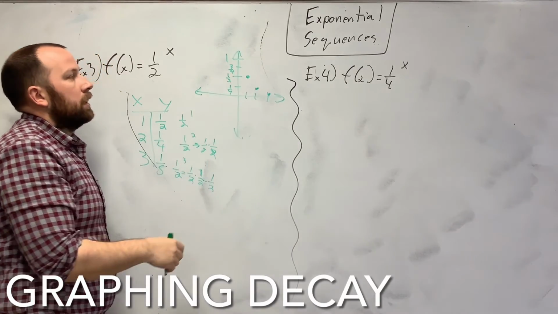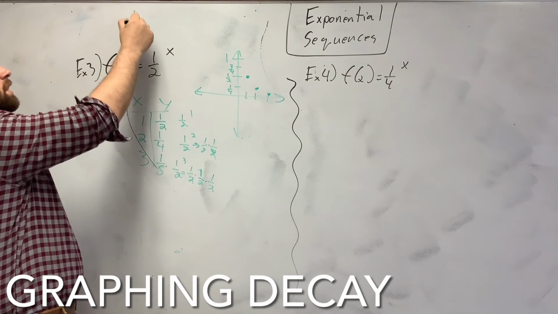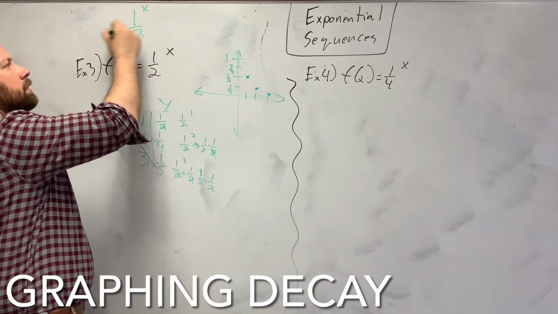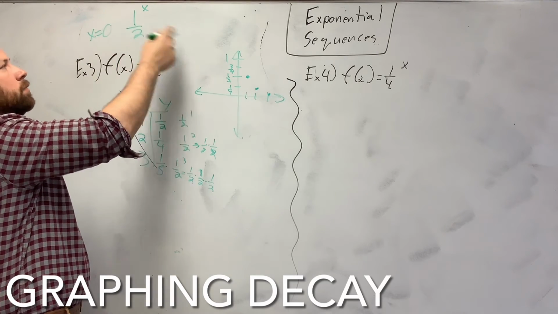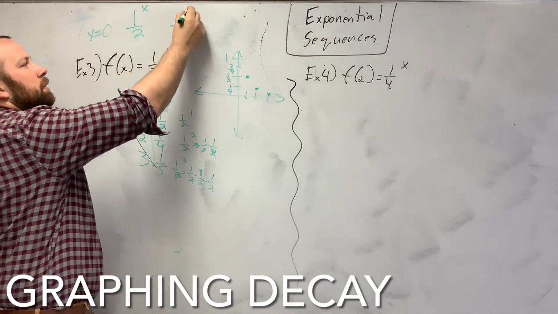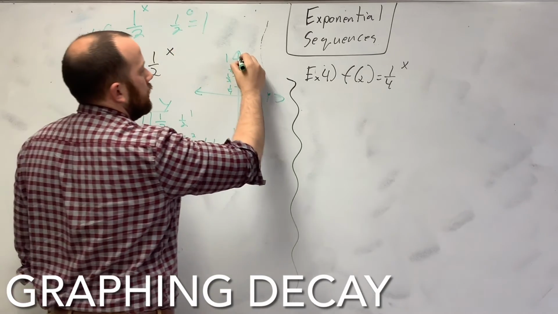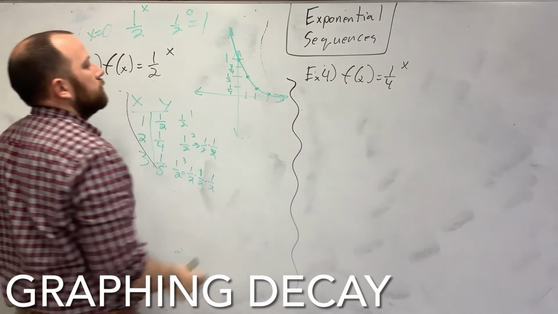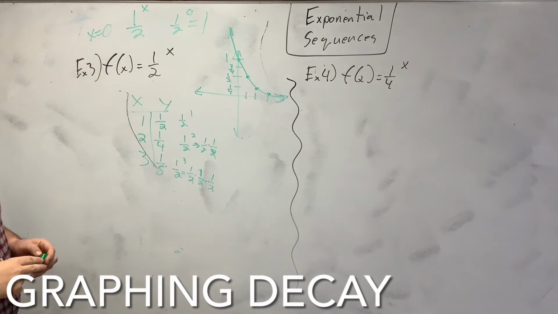And I know my horizontal asymptote is good. No, not my horizontal asymptote. My y-intercept will be at 1, because if I plug in 0, 1/2 raised to 0 is 1. So right there. There we go. And that's the graph of that one.